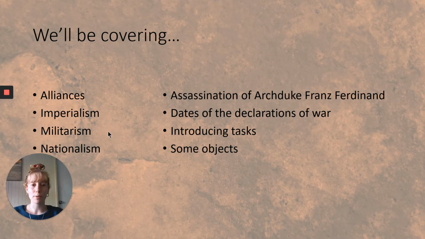We will also be talking about the assassination of Archduke Franz Ferdinand, and he was actually an Austrian man. He was heir to the throne, and he was assassinated, so killed, by someone from Serbia. So we'll be looking at how that was the beginning of World War I. We're also going to look at some dates of declarations of war, so like when exactly this country declared war on this country, and I'll be introducing a task around these 4 ideas.